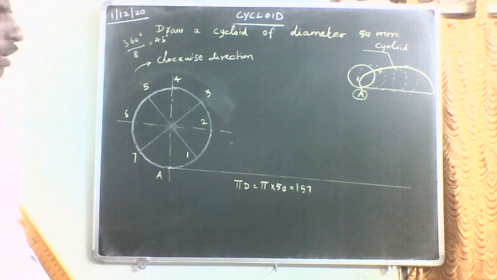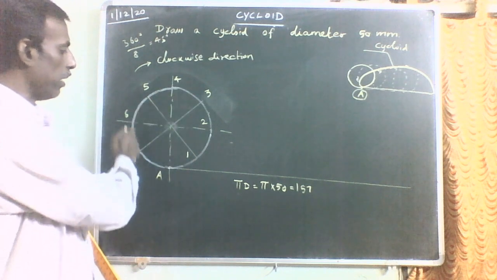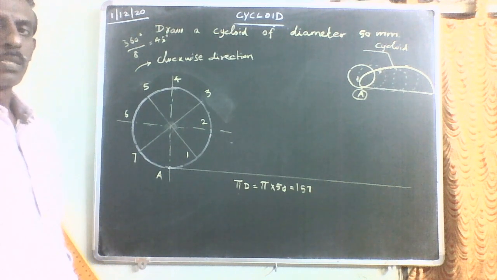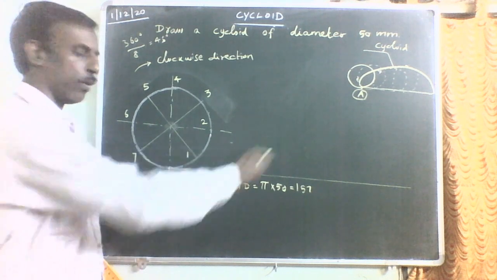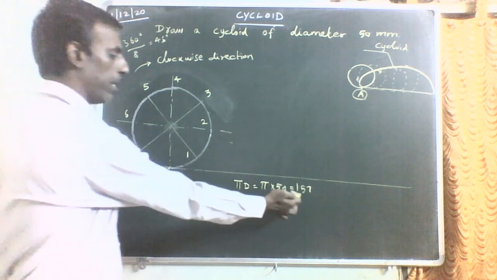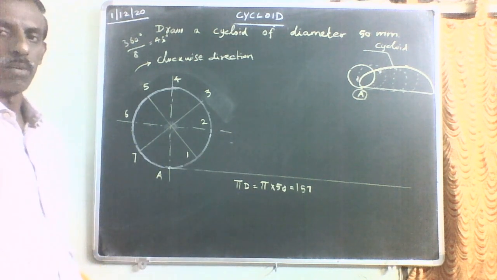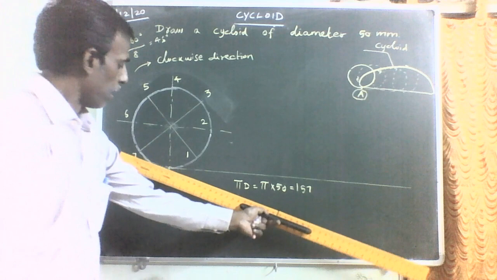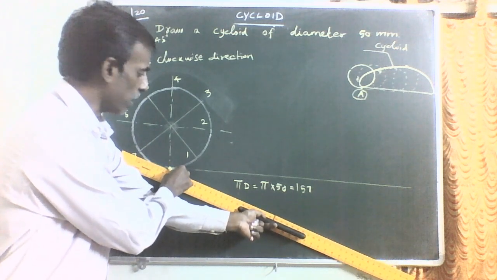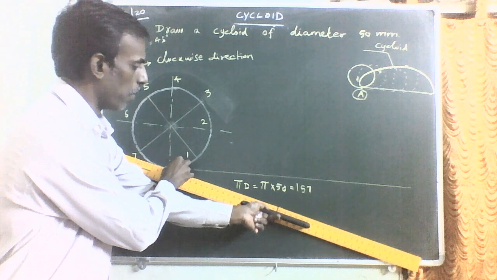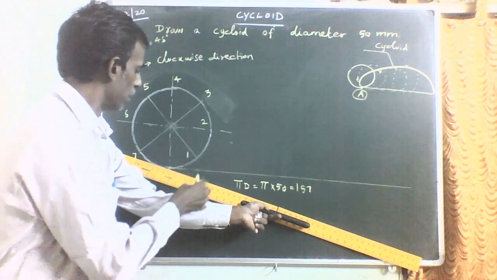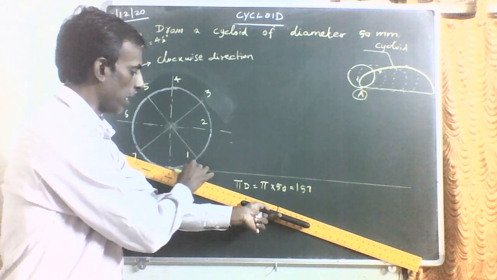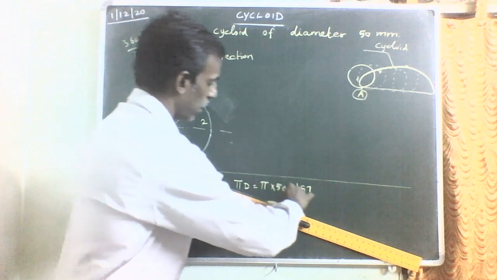Okay. Now, since the circle is divided into 8 equal parts, this line also should be divided into 8 equal parts. So how to divide this line into 8 equal parts? 157 divided by 8 will give you a fractional measurement. It will be difficult to take. So for that, you have to draw one inclined line. How much angle you have to take here? You can take any acute angle. So I am going to take 20-degree inclination. Okay, you can take any angular measurement here.